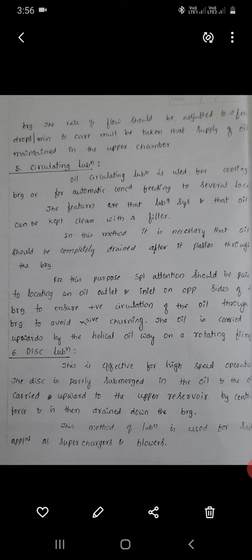Disc lubrication. This is effective for high speed operation. The disc is partially submerged in the oil, and the oil is carried upward to the upper reservoir by centrifugal force and then drains down onto the bearing. This method of lubrication is used for applications such as superchargers or blowers.